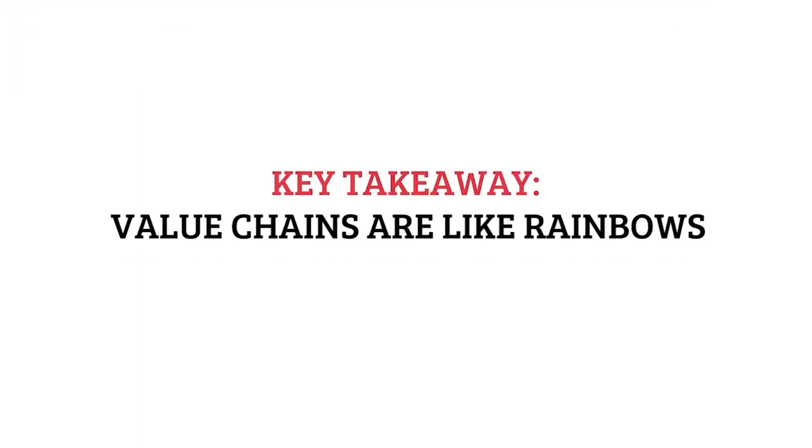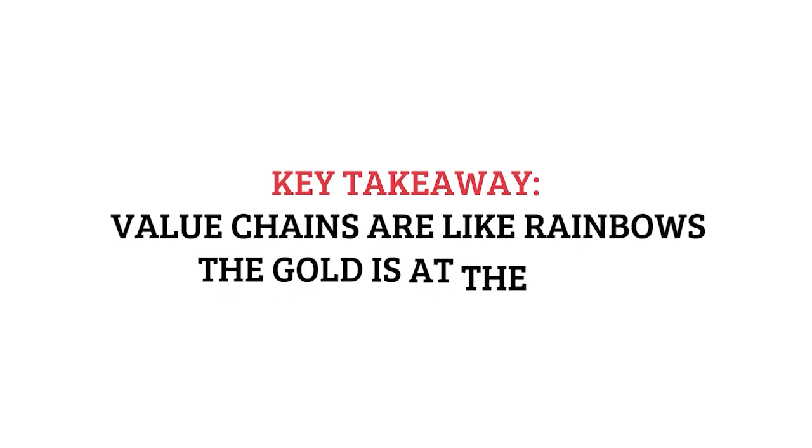So what you want to do is look at the value chain that your customer has, understand it completely, understand what you can measure, and pick a pricing metric that is more towards the end. So the takeaway here is value chains are like rainbows. The gold is at the end.